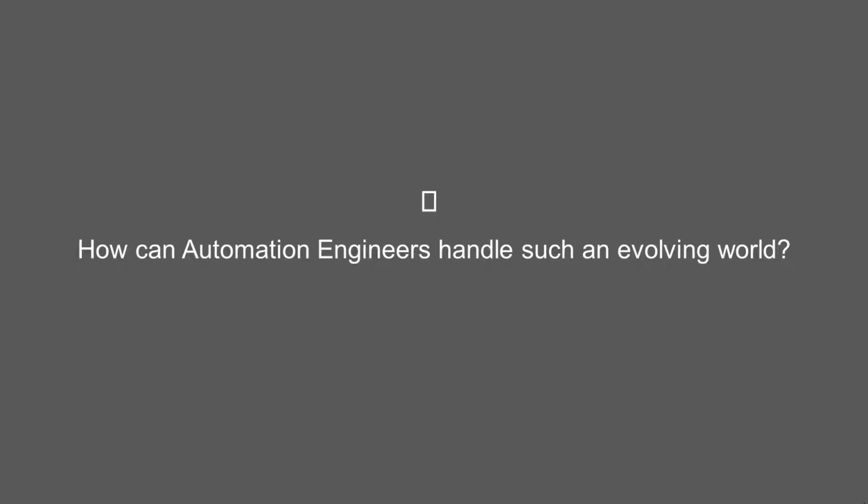So how can you handle such an evolving world, right? When the web is changing so fast with so many technologies, how can we keep up and be able to do good functional test automation? Well, in my personal opinion, I believe that it all comes down to a mindset change. And you need to understand that the only thing constant in software development is change.